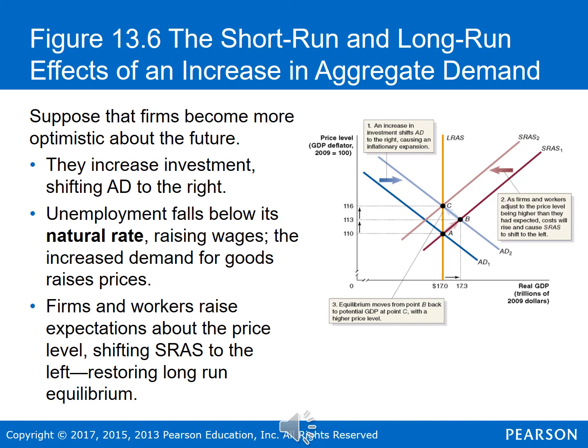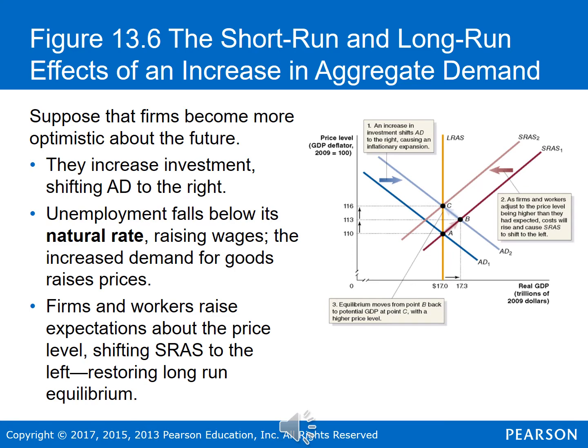So equilibrium is going to move from point A to point B. When equilibrium moves from point A to point B, real GDP is going to increase to $17.3 trillion, and the price level is going to increase from 110 to 113. In this case, real GDP is going to be above potential GDP. So firms are operating beyond their normal level of capacity. And some workers who would ordinarily be structurally or frictionally unemployed, who would not be in the labor force, are employed, excuse me. So what's going to happen is the unemployment rate falls below the natural rate. It's going to raise wages, and increased demands for goods are going to raise their prices.